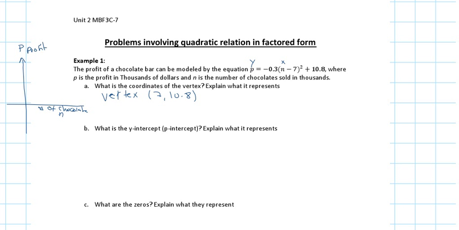So if you're looking at your vertex, 7 represents what? The number of chocolates sold to give me a maximum profit of 10.8. Now remember that they're in thousands, so I have to sell 7,000 chocolate bars. How do I know it's in thousands? Because it does say here, where n is the number of chocolates sold in thousands, P is the profit in thousands.